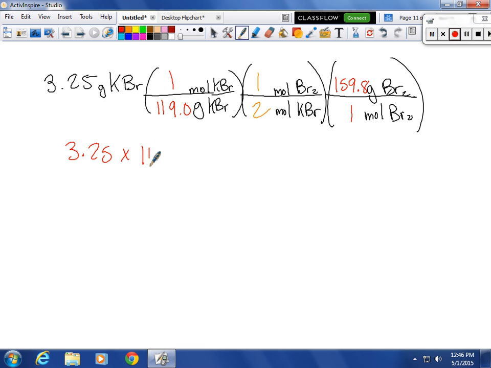So if you do 3.25 times 119 divided by parenthesis, excuse me, I did that wrong. I put the wrong number in. 159.8 divided by parenthesis 119 times 2, close parenthesis, and hit equal. That will give you the exact final answer. If you'll just learn how to embrace that in your calculator, it makes things so much easier. So multiply the two top, divide, use parentheses, and then go. So what was the final answer to 3 sig figs?